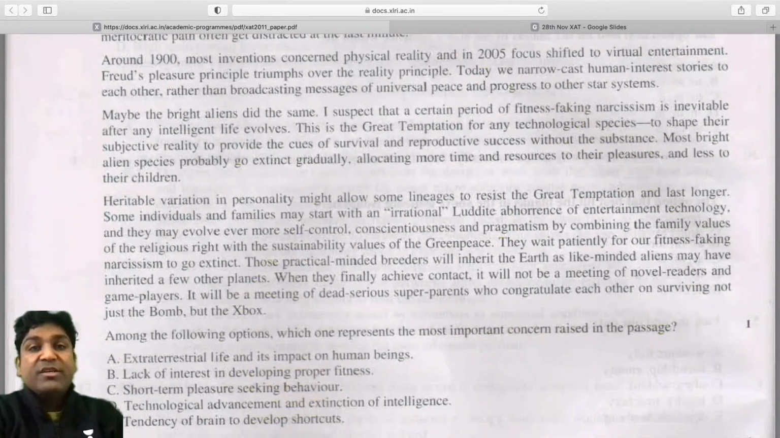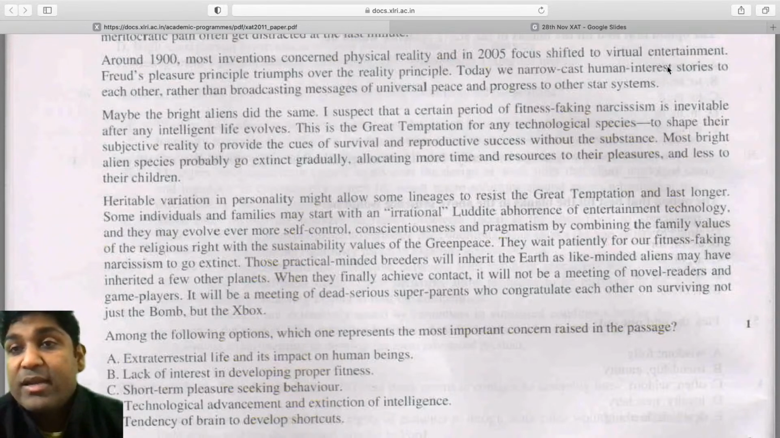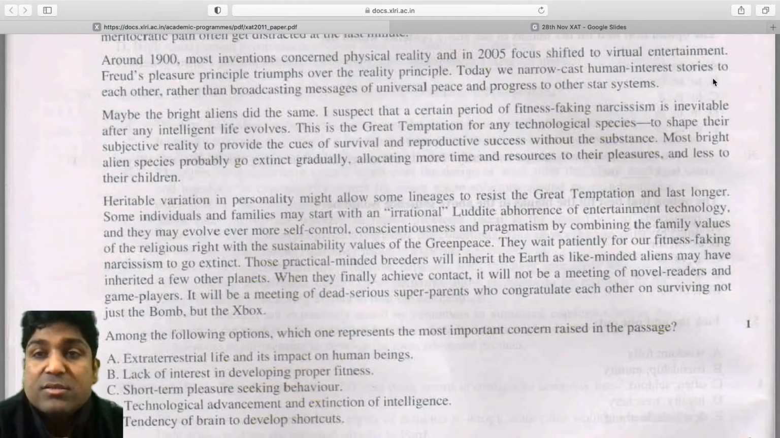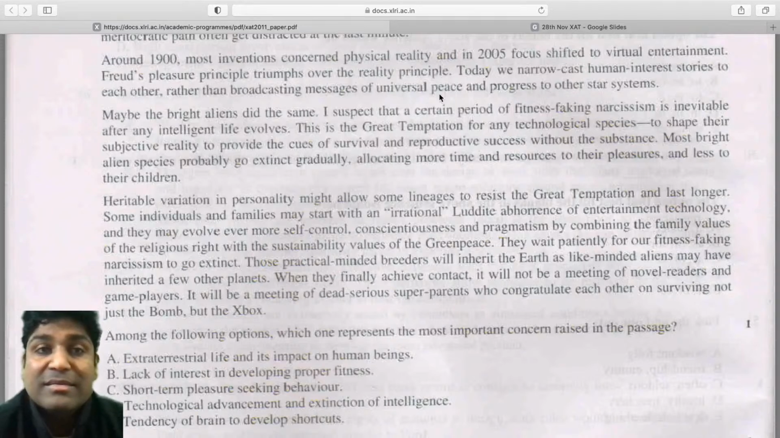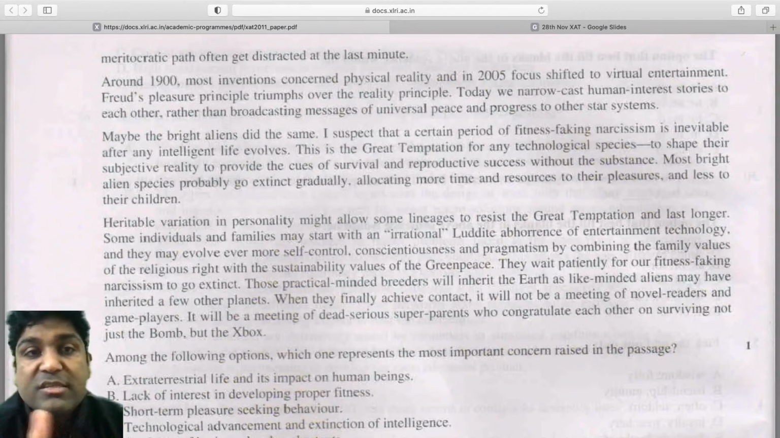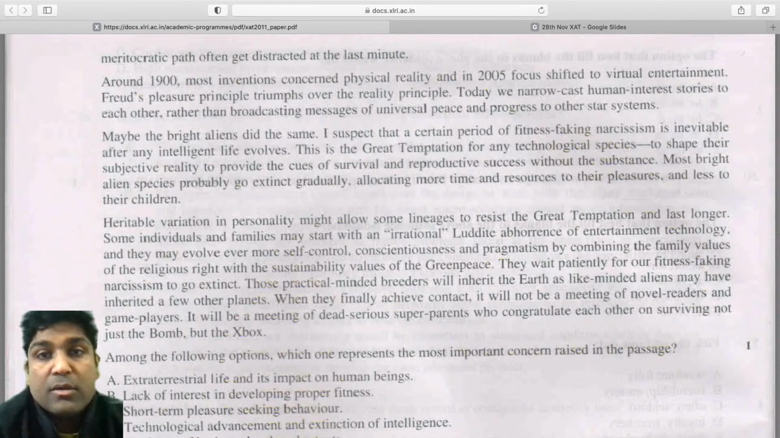In 1900, most inventions concerned physical reality, and in 2005, focus shifted to virtual entertainment. Freud's pleasure principle triumphs over the reality principle. Today, we narrowcast human interest stories to each other rather than broadcasting messages of universal peace and progress to other star systems. So this is talking about how we have become narcissistic, and how in the 1900s we were talking about physical reality, and now we're talking about virtual entertainment.